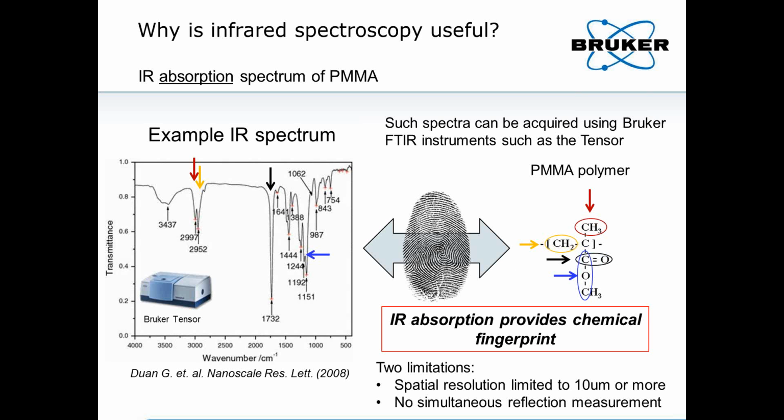And there are two primary limitations with infrared spectroscopy. The spatial resolution is limited to the diffraction limit, which can be around 10 microns, but also there's no simultaneous reflection measurement that's routinely possible. So the Inspire actually overcomes both of these limitations and provides very nice complementary information to what is already available from FTIR. The Inspire will be able to extend the FTIR capabilities by providing infrared images at the nanoscale at specific frequencies.